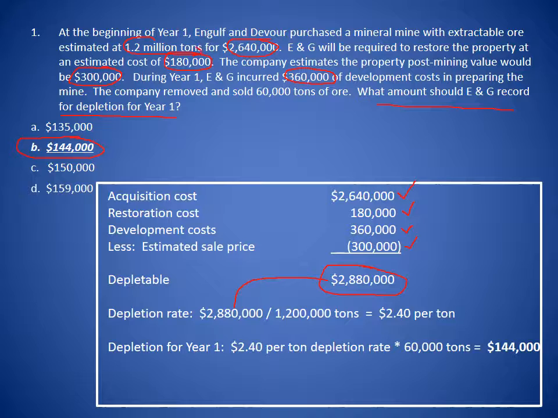So we take the depletable basis and divide it by the number of tons that can be economically extracted from the property, and that's 1.2 million tons. We do the division and it comes out to $2.40 a ton. So at $2.40 a ton, our depletion for year one would be $2.40 times the 60,000 tons of ore that we removed in the first year, and that'll equal $144,000.